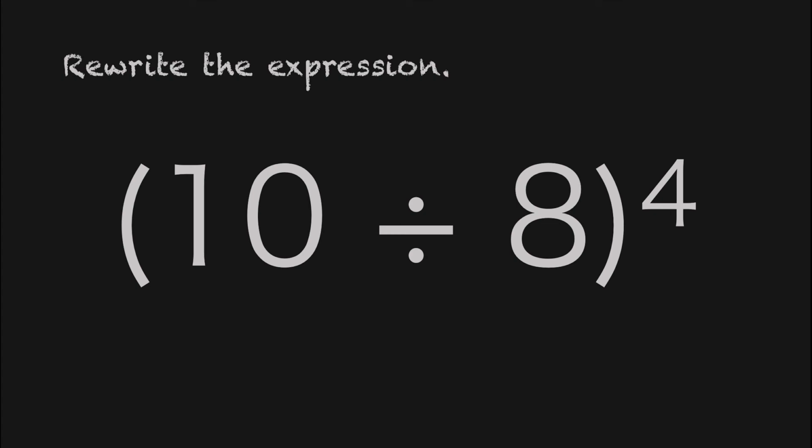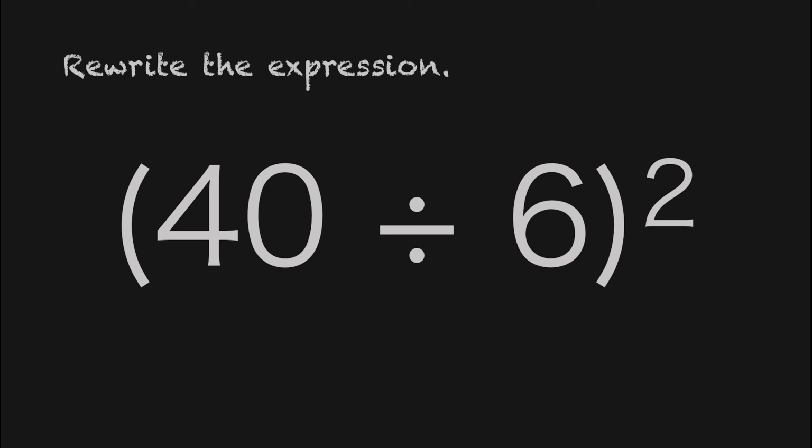Rewrite the expression 10 divided by 8 to the 4th power. And I'm going to use the power of a quotient property, even though it doesn't say it here, because that's what we're working on right now. So it's going to be 10 to the 4th power divided by 8 to the 4th power, because this 10 is our x, this 8 is our y, and this 4 is our z. So x divided by y to the z is equal to x to the z divided by y to the z. So this is 10 to the 4th power divided by 8 to the 4th power. This can really help us to simplify exponential problems.